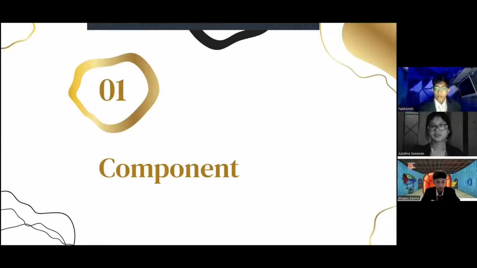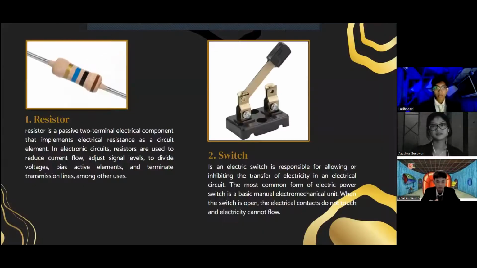In this chapter, we are going to talk about the components. So the first one is the resistor. A resistor is a passive two-terminal electrical component that implements electrical resistance as a circuit element. In electrical circuits, resistors are used to reduce current flow, adjust signal levels, divide voltage, bias active elements, and terminate transmission lines, among other uses.